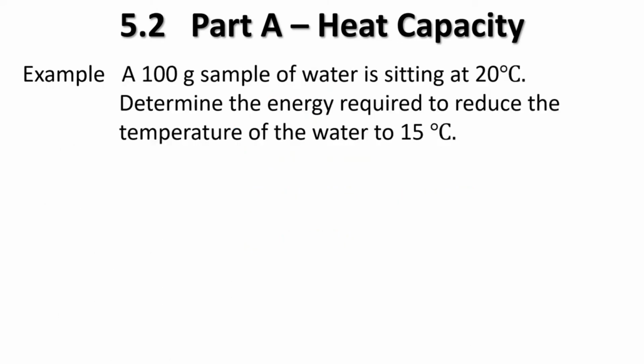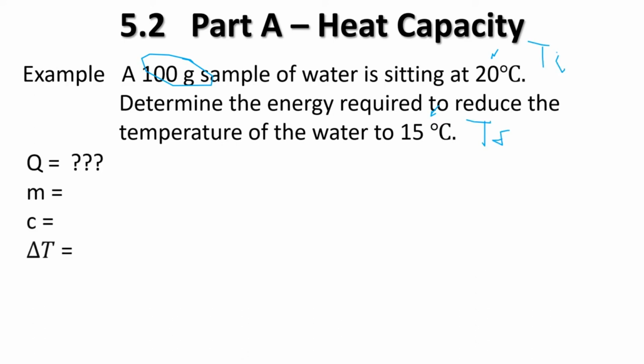Let's make them a little bit harder. So we have a 100 gram sample of water sitting at 20 degrees Celsius. Determine the energy required to reduce the temperature of the water to 15. So we have a mass here, and we have two temperatures. It's initially sitting here, so that's our T initial. Its final temperature is 15 degrees Celsius. So let's go ahead and plug in our numbers. We have a mass of 100. Again, our specific heat capacity of water, 4.184. And now we're going to subtract our two temperatures. So once you get them in the right order, it's 15 minus 20, which actually gives you -5. I think that makes sense. The sample is cooling off, isn't it?